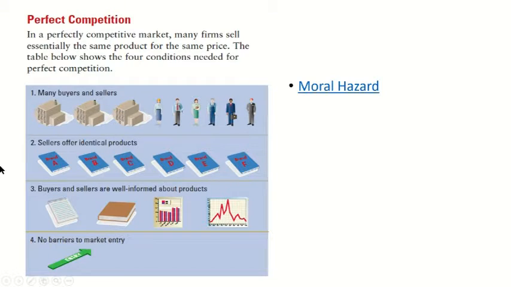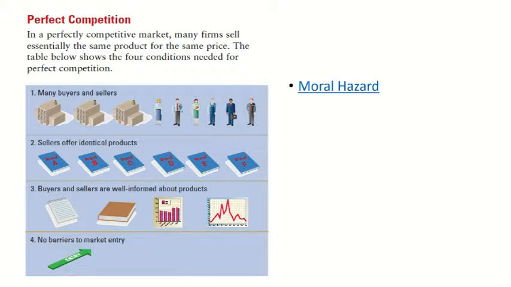Sellers offer identical products, meaning you can't tell the difference from one product to another. You know what they are and you know what they mean, but sometimes you may see something like a blind taste test where you have two different sodas and they make you test it, but they cover up the label or pour it into a paper cup. If you can tell which one is Pepsi or which one is Coke, that is not an identical product.